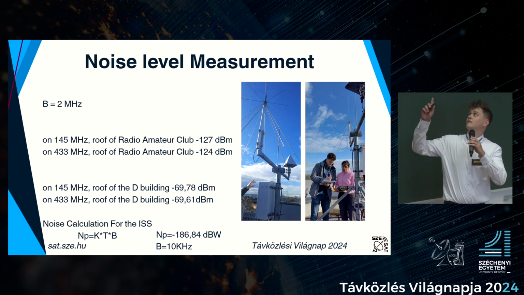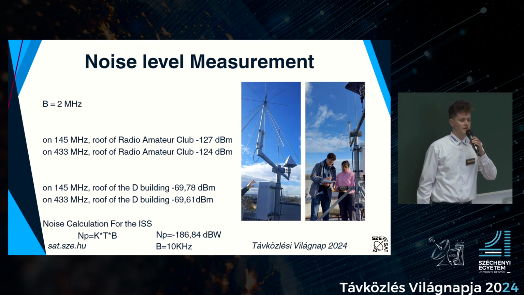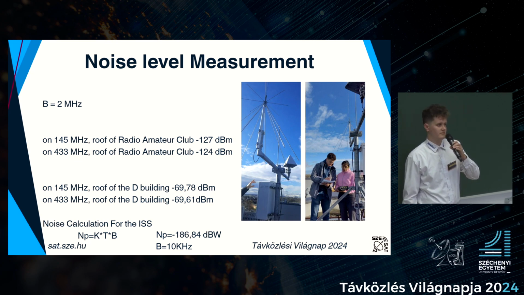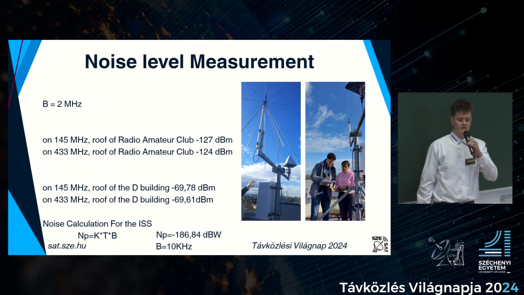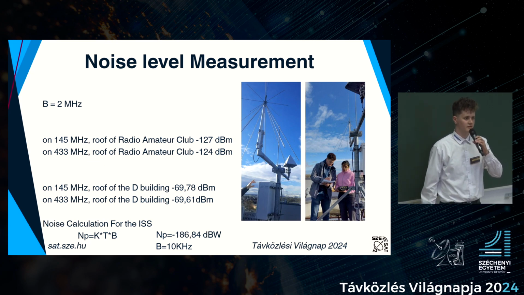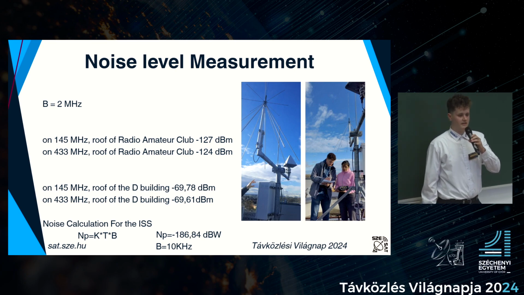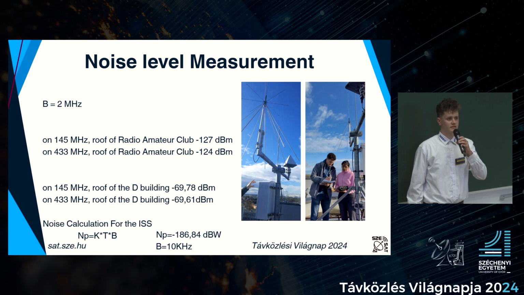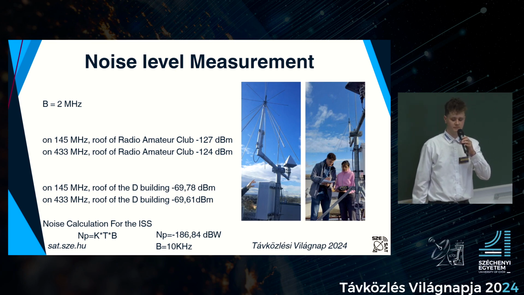These are our measured noise levels. We use the bandwidth of 2 megahertz. We made the measurement for the whole amateur radio band. We also made a noise calculation for the ISS, since they don't have the same noise as we have down on Earth. It uses the Boltzmann number, the thermal noise, and also the bandwidth.